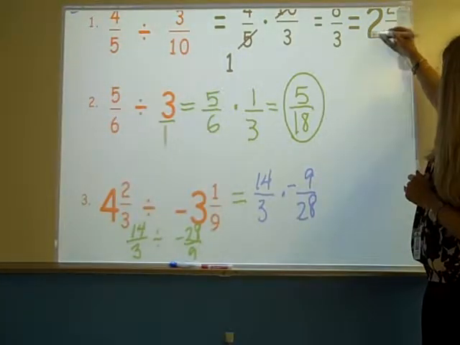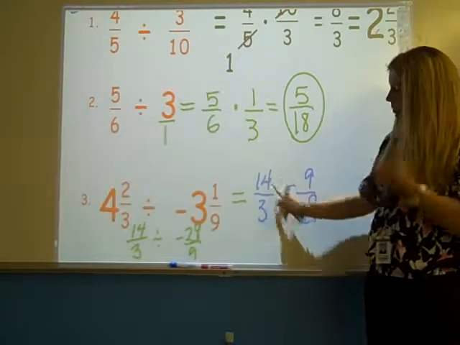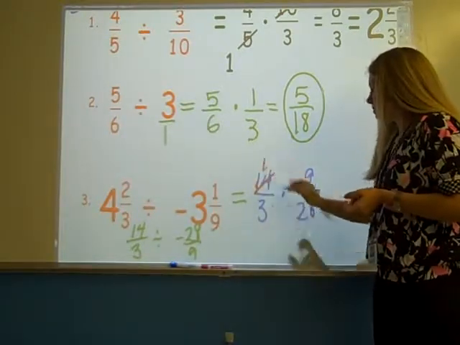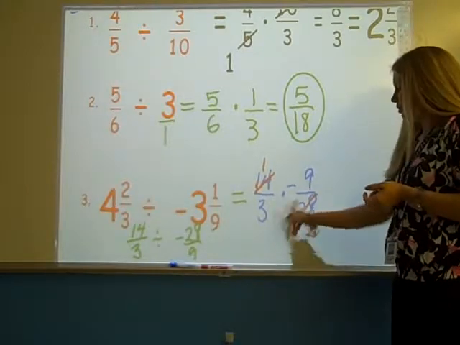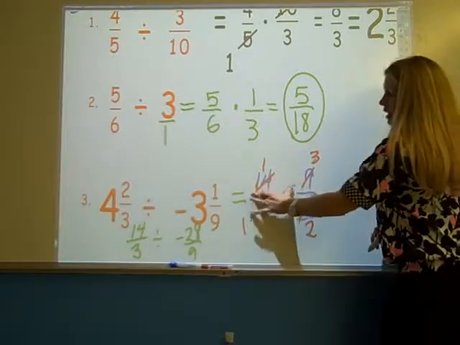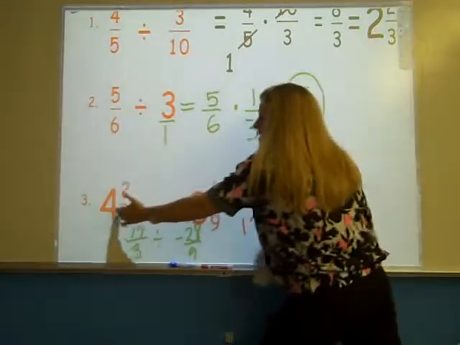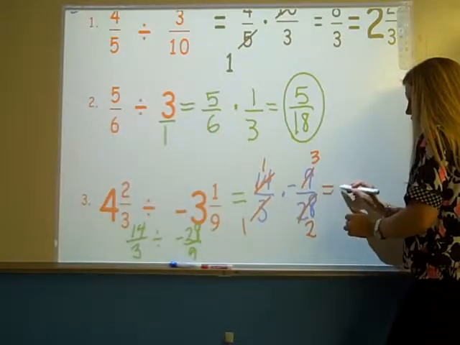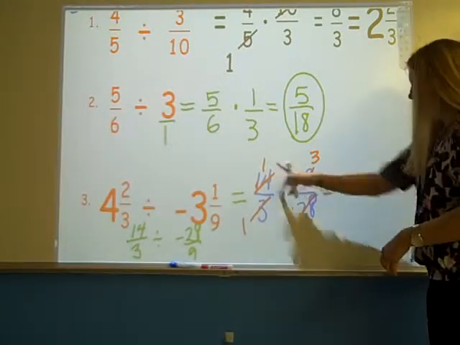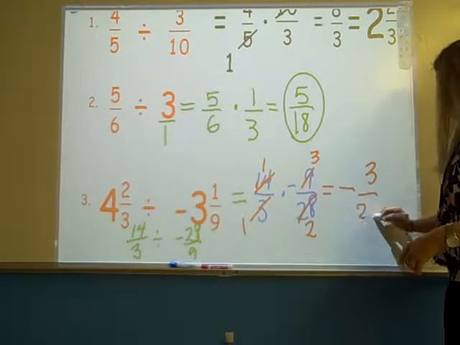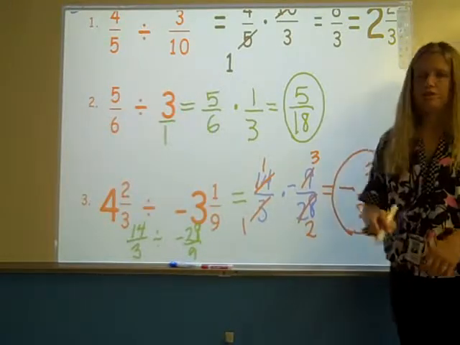Cancel things out. I can cancel out a 14 and a 28 because I know that 14 times 2 is 28. So cancel this out, becomes a 1, that becomes a 2. 3 and 9 I can cancel out, 1 and 3. Now, I would be careful. Notice you're doing a positive and a negative here, and you're going to get a negative answer there. So don't forget that negative sign. 1 times 3 is 3. 1 times 2 is 2. So my answer is -3/2.